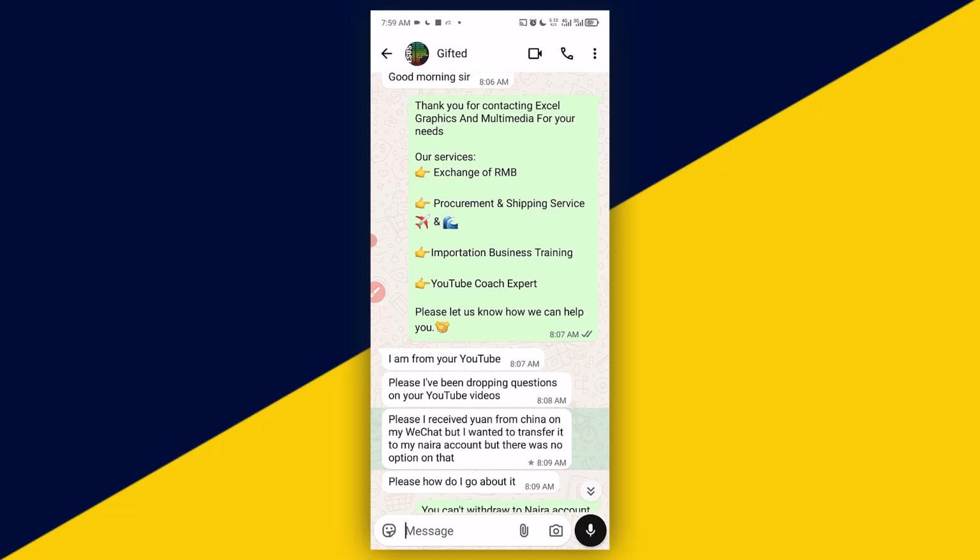It's that simple. This is what I have for you as far as WeChat wallet tips and tricks is concerned.